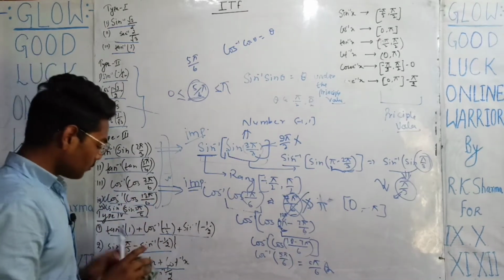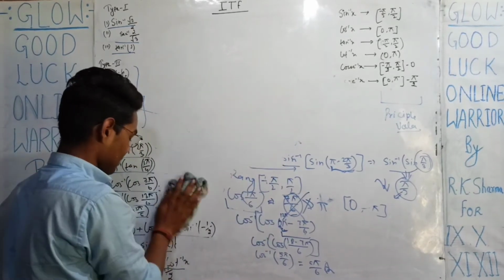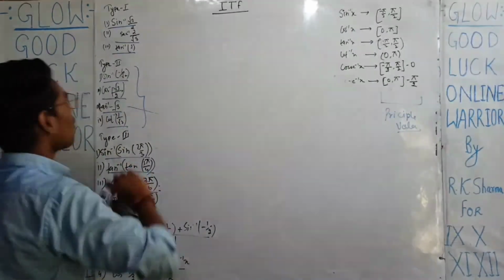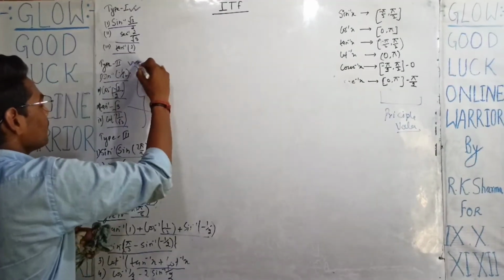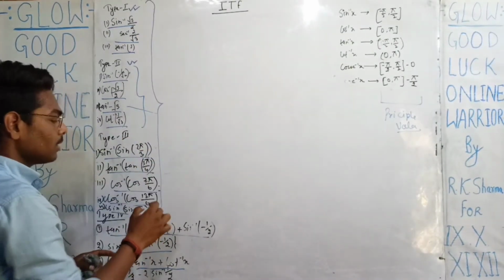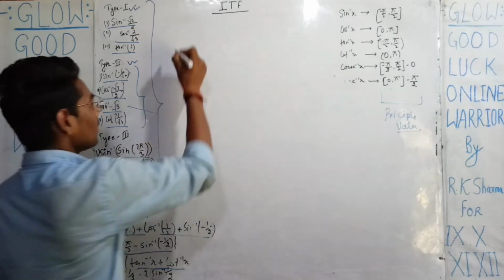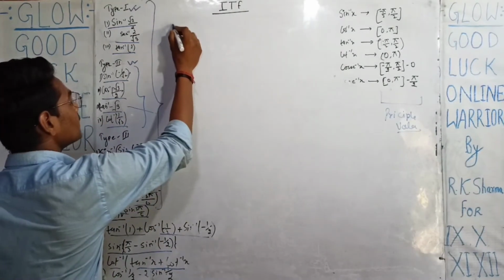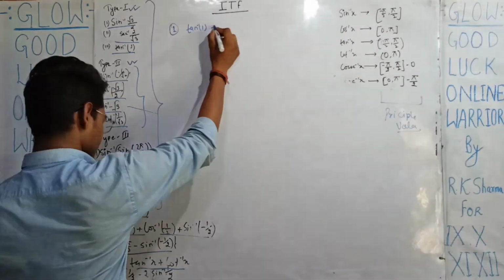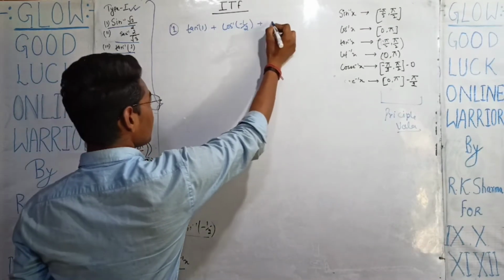Okay, so let's move to the type 4 question. Type 4 is very interesting because it is just a combination of type 1 and type 2, maybe type 3 also. If you understand these three types, then it is very easy to understand the type 4 question.